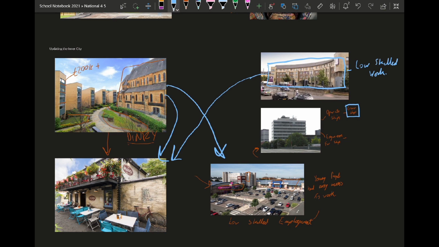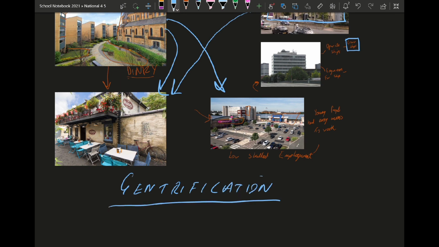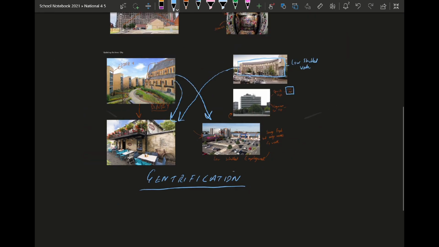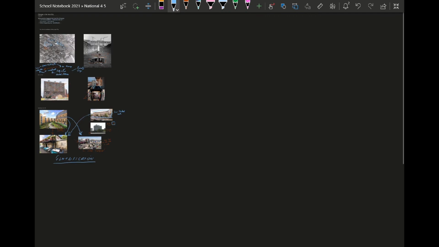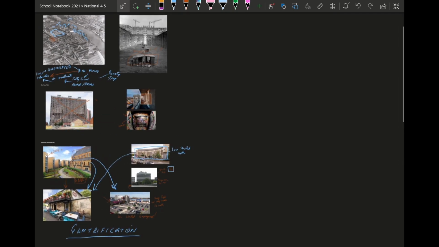So with all these changes, they started making it a lot nicer. And this is what is called gentrification. So they gentrified the inner city, which meant they were solving a lot of these historic problems. So that was the changes we've had to the inner city.